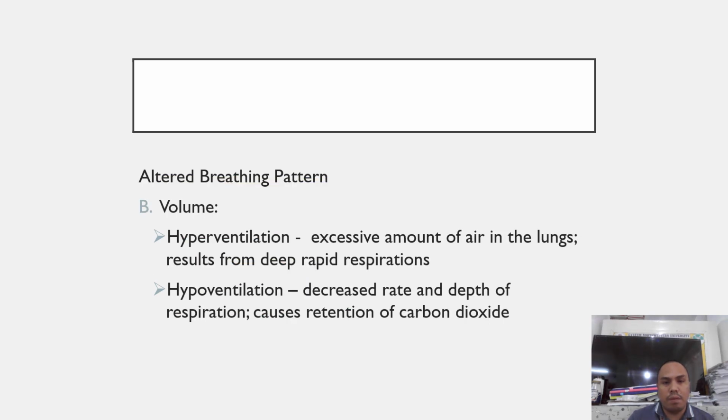And then, in the volume, we have hyperventilation, and then we have hypoventilation. In hyperventilation, that is the excessive amount of air in the lungs resulting from deep, rapid respirations. While in hypoventilation, that is the decreased rate and depth of respiration that causes retention of carbon dioxide.